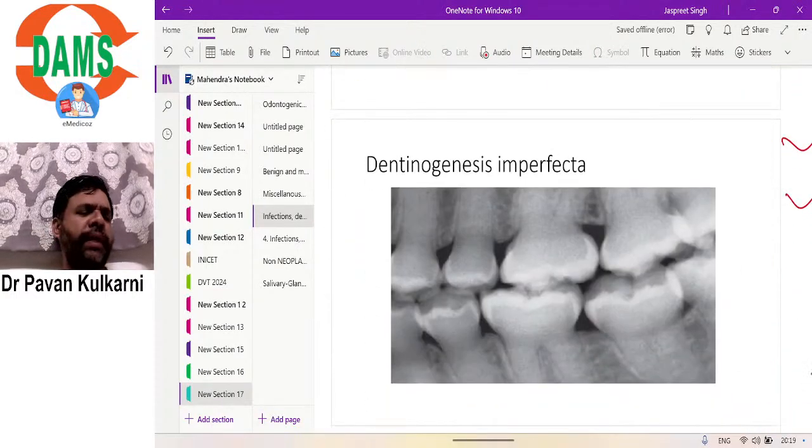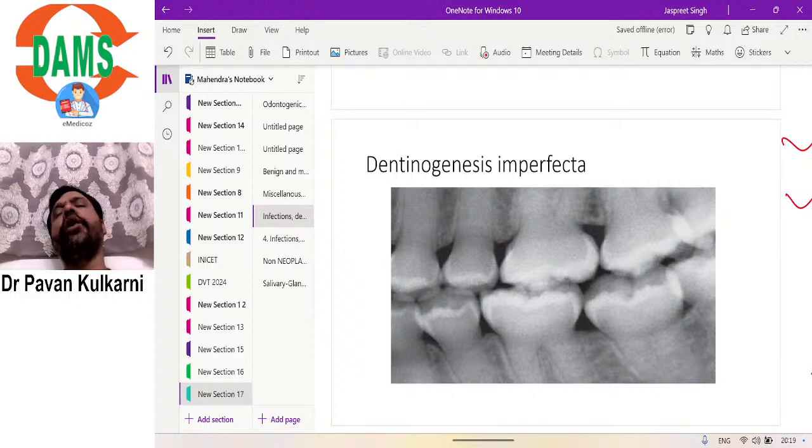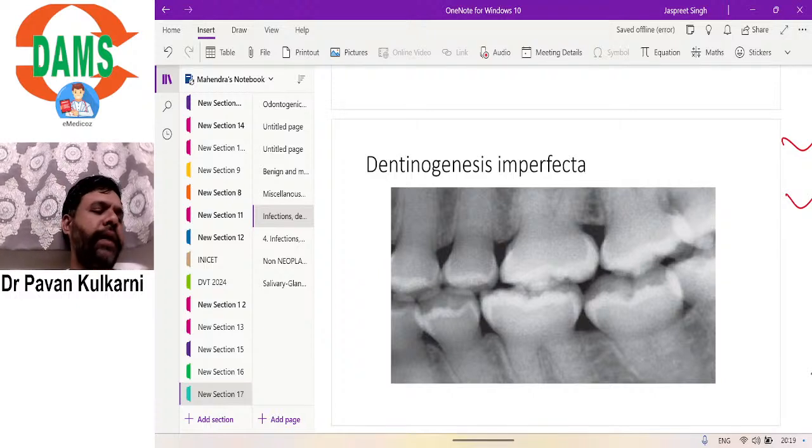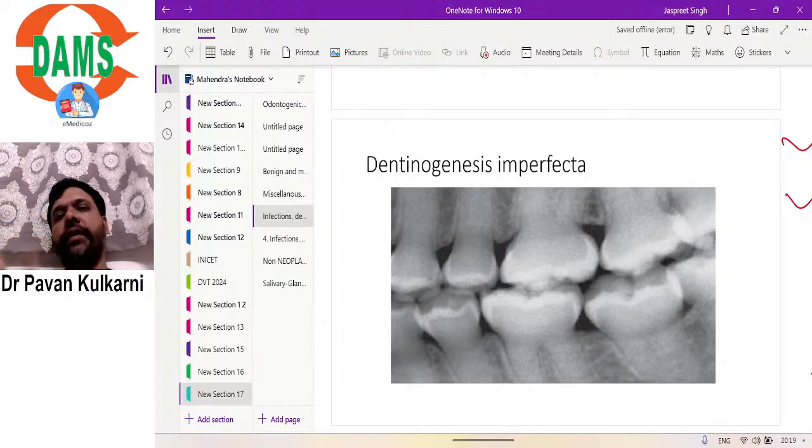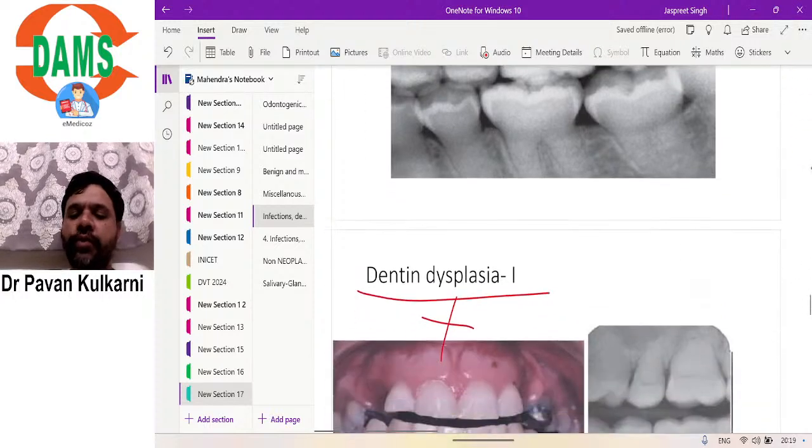Now this is an image of a typical dentinogenesis imperfecta radiograph, where we can appreciate that there is no pulp at all. You can see that the pulp is totally obliterated. Even in osteogenesis imperfecta the pulp is obliterated. So you have to remember two important conditions. One is a disease of bone, osteogenesis imperfecta. The other is the developmental disturbance of the tooth, that is dentinogenesis imperfecta.